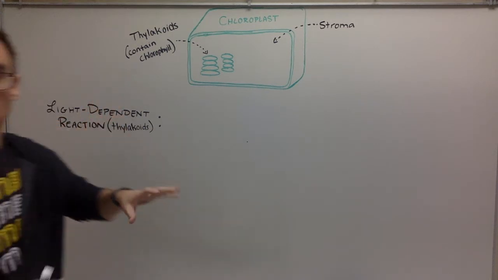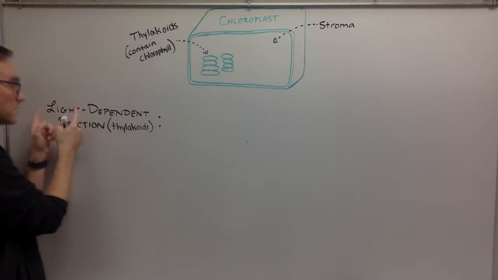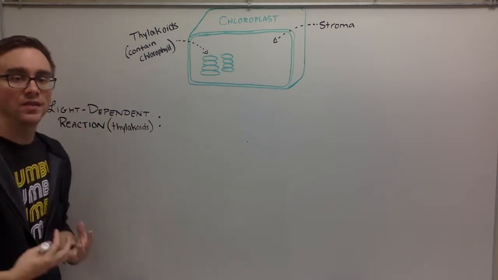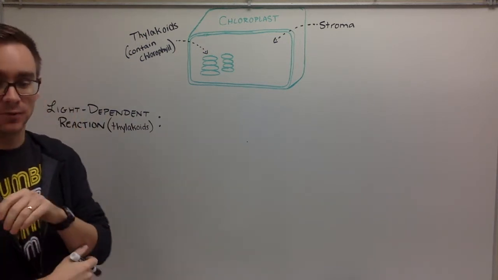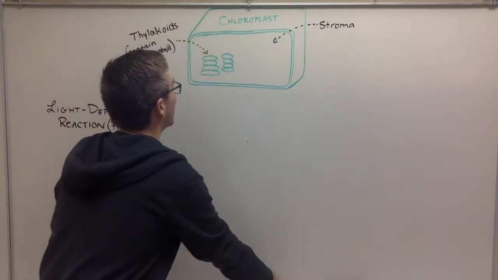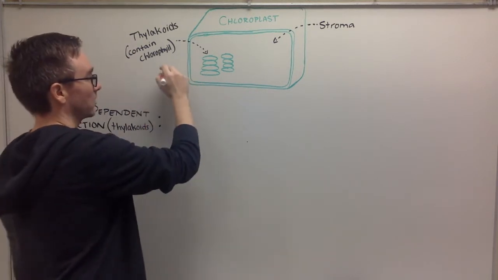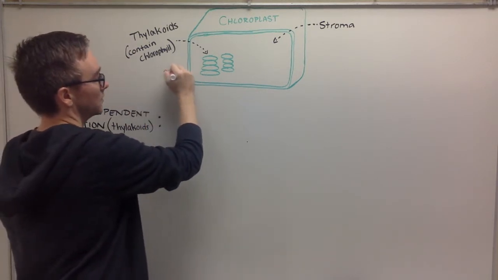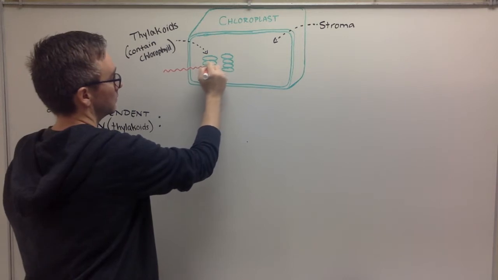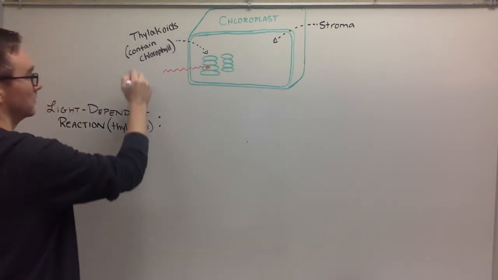Now it's called light dependent because this reaction is dependent on light energy. This reaction only happens because of light energy. So we know that light energy is going to come in, and it's going to be absorbed by chlorophyll. So that light energy is absorbed by that molecule, chlorophyll.